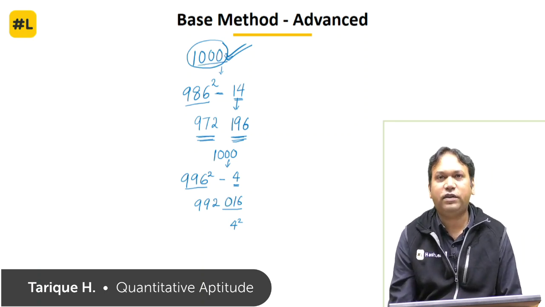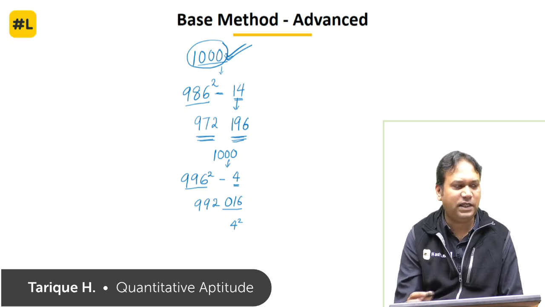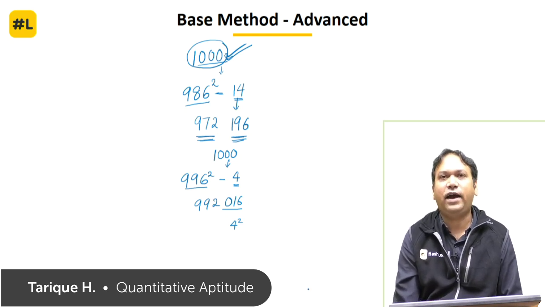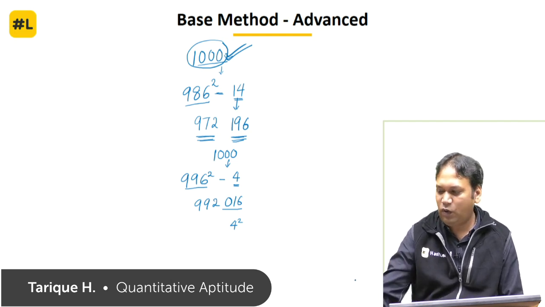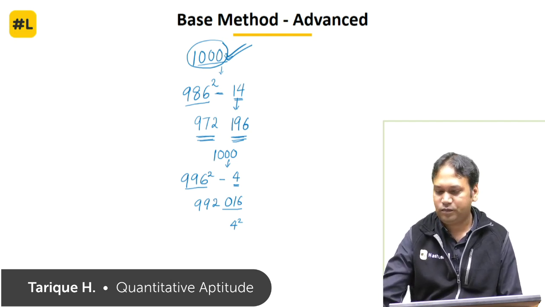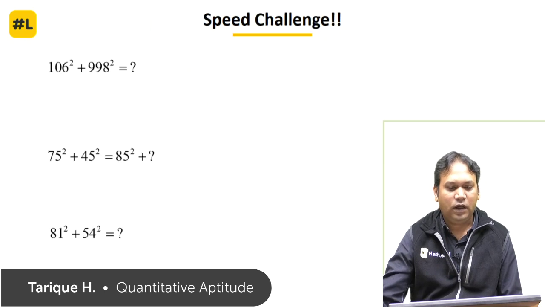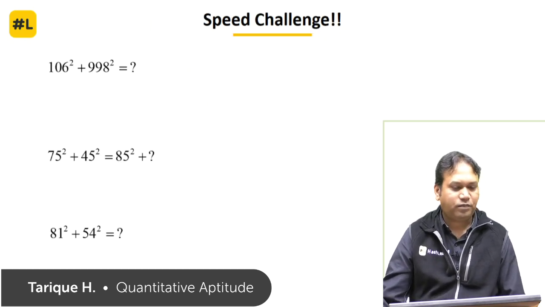That is how you calculate with 1000 as a base value. Very simple base method, both we have seen, how to take 100 as a base and calculate, how to take 1000 as a base and calculate. So, now we will go to the next technique. Let us solve these questions here.